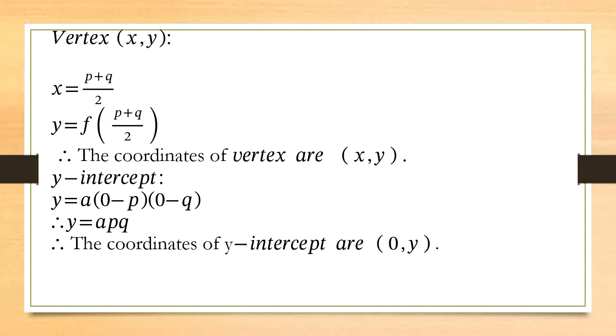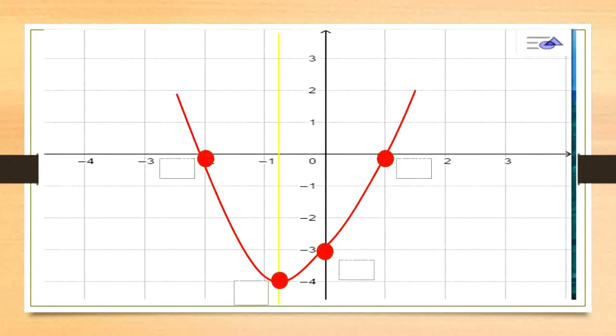That is how we got the y-intercept, or y is equal to apq. And again, you will be asked to find the coordinates of y-intercepts. Coordinates of y-intercepts are nothing but (0, y), because the value of x is 0 when we find y-intercepts.